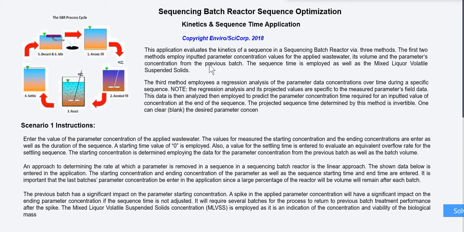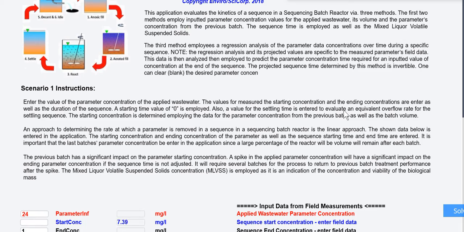You'll see that the first two employ the inputted parameters to show the difference between a good batch and a bad batch, which I call the previous batch paradox, because if it's too high, it impacts how that will react and how long it takes to recover. The third method employs regression analysis in order to determine the time needed for the parameters inputted.